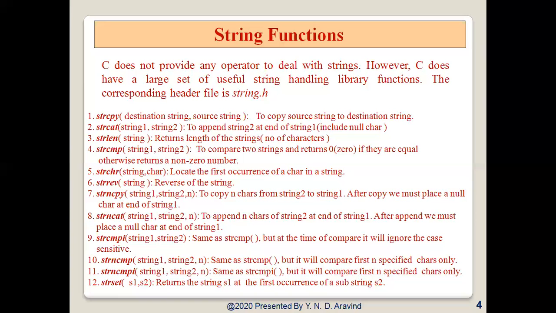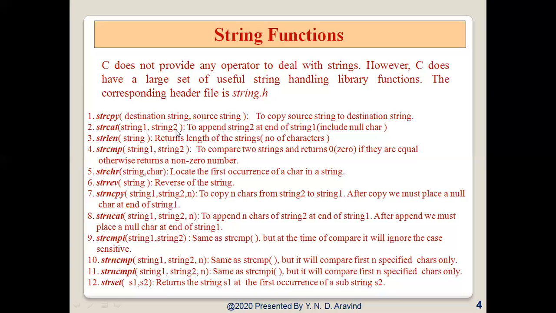The first one is strcpy, string copy. The syntax of strcpy is that it has two arguments. One is a destination string and the other is a source string. Here the source string will be copied into the destination string. So by using the strcpy function, whatever content is available in the second argument will be copied to the string variable in the first argument. The second one is strcat, string 1 of string 2.